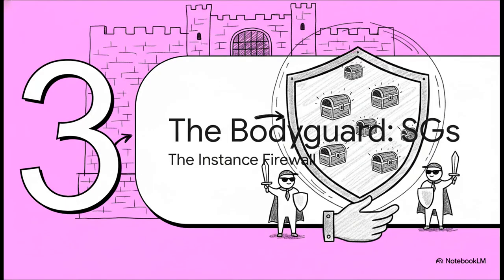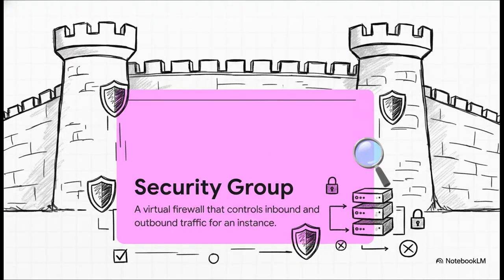Okay, so let's say some traffic gets past that big outer wall. Is it home free? No way, because now it has to deal with the personal bodyguard that's assigned to our treasure, the instance itself. And that's our security group. Unlike the NACL that guards the whole neighborhood, a security group is a mandatory firewall that's attached directly to your server's virtual network card. It's standing right at the door, giving you incredibly specific granular control.